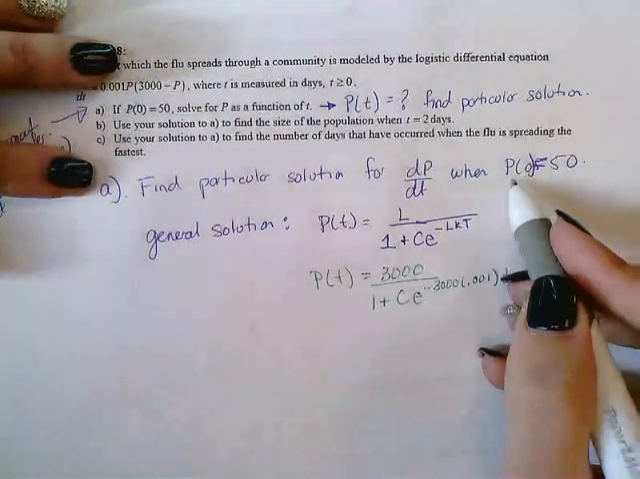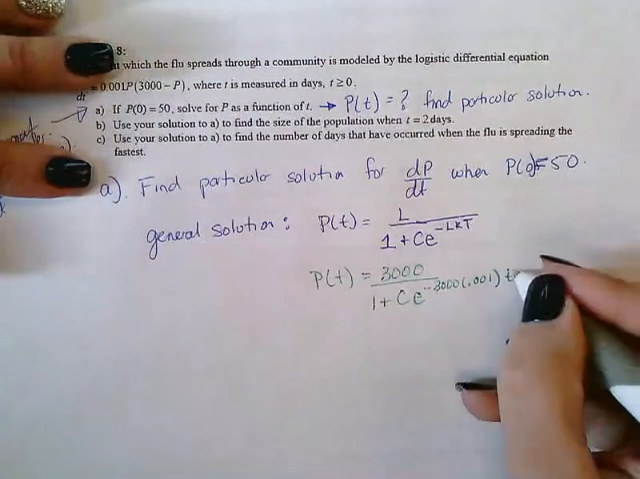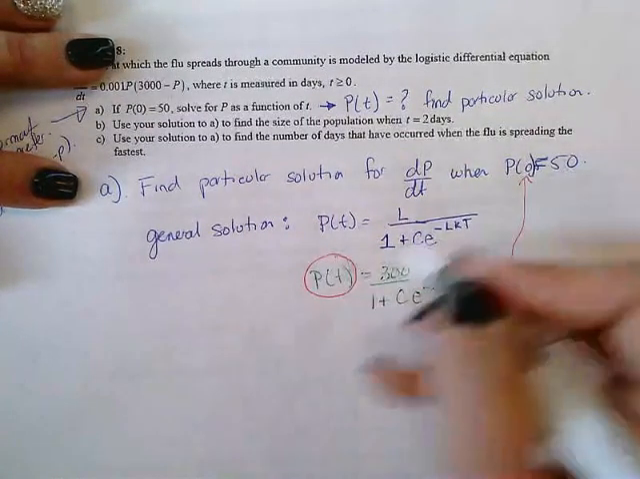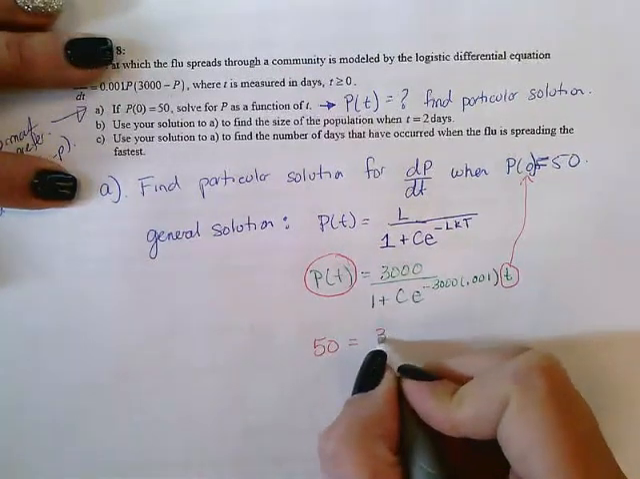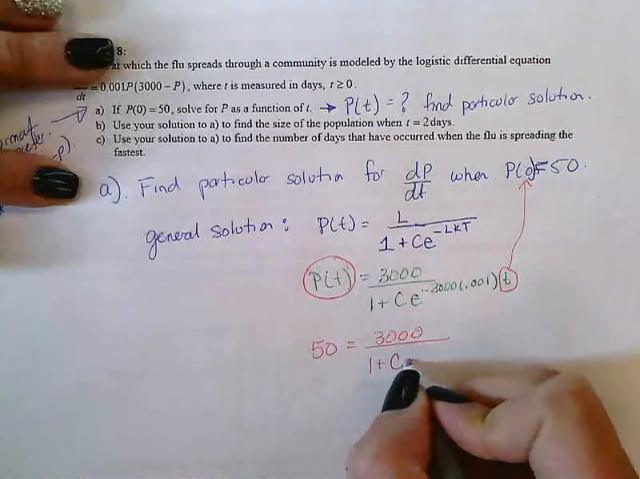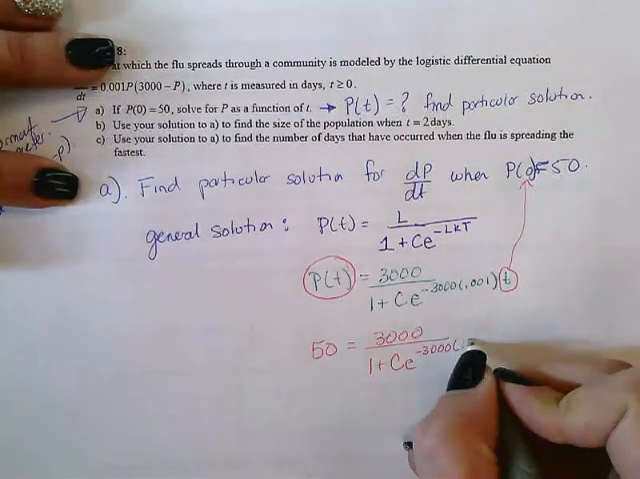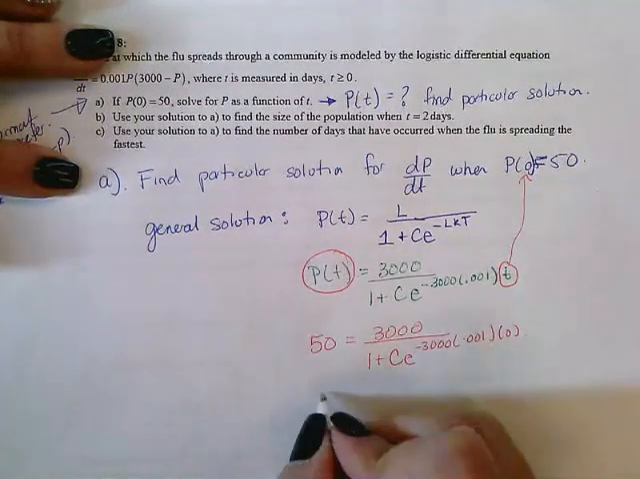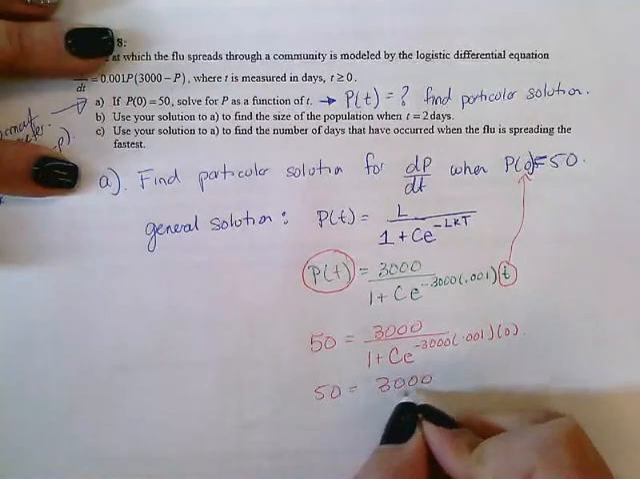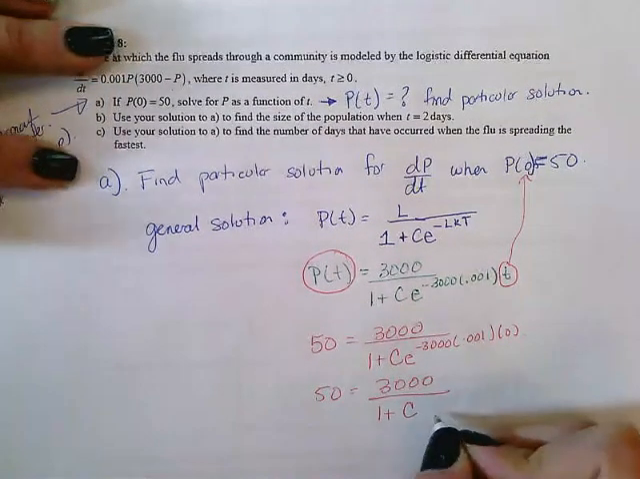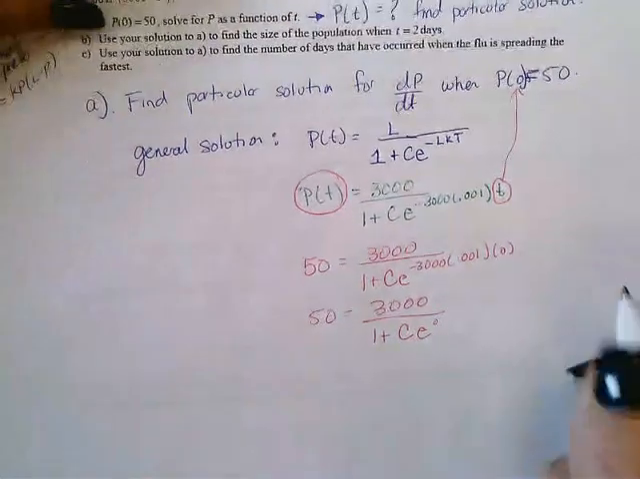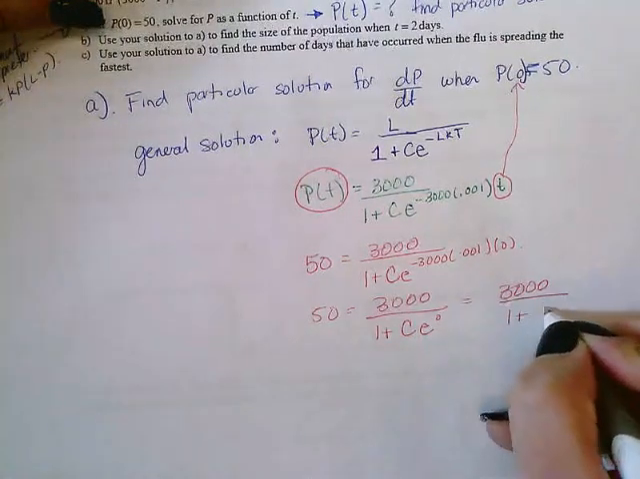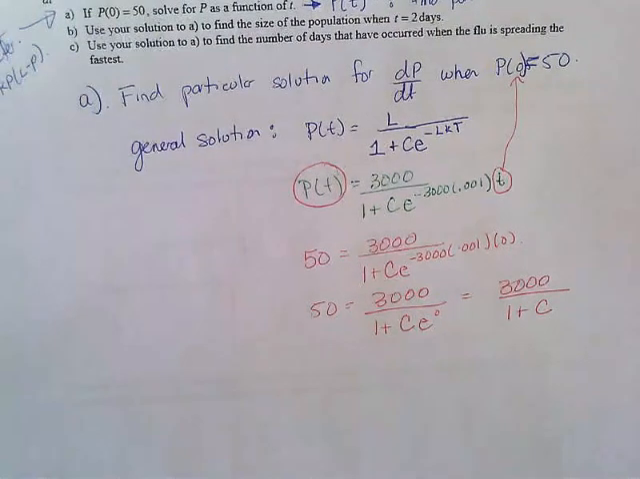But now we want to find the particular solution when P(0) is 50. So that means t is 0 and P(t) is 50. So 50 equals 3,000 over 1 plus C e to the negative 3,000 times 0.001 times 0. Let's solve this. So 50 equals 3,000 over 1 plus C e to the 0. What is C e to the 0? 3,000 over 1 plus C, because e to the 0 is 1.